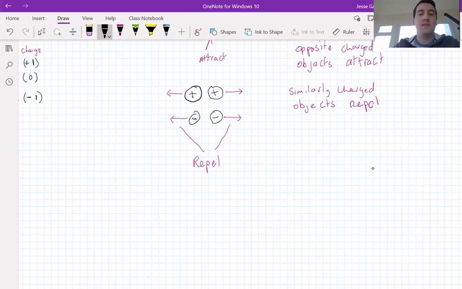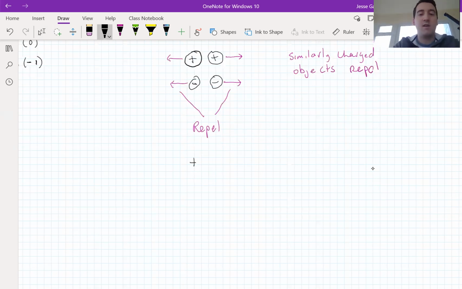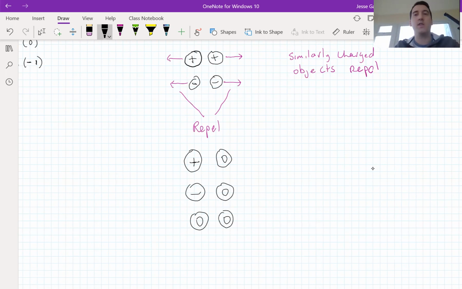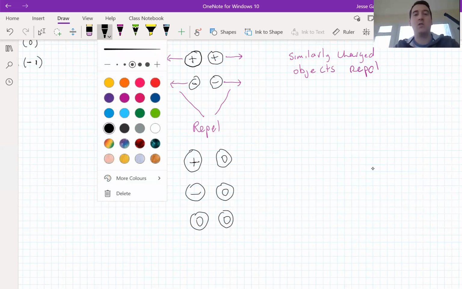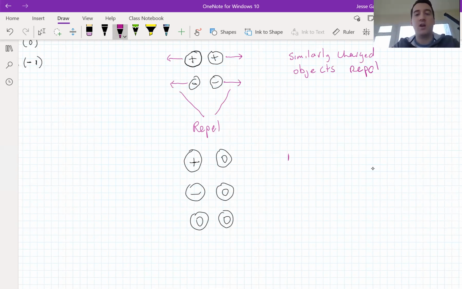The last case is where we have a positively charged particle and a neutral particle, or we have a negative particle with a neutral particle, or we have two neutral particles. So the neutral particles are shown with the zeros. Well, in these cases, they don't attract or repel. Nothing happens. They don't interact with each other at all. So that's the third rule, is that neutrally charged objects neither attract or repel.